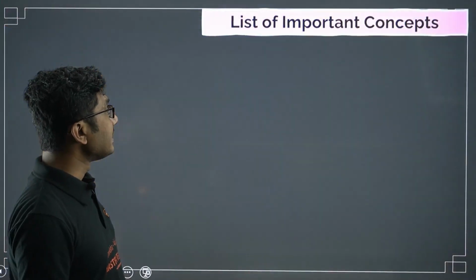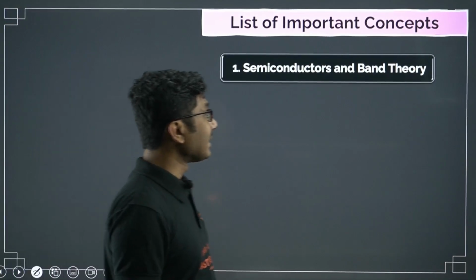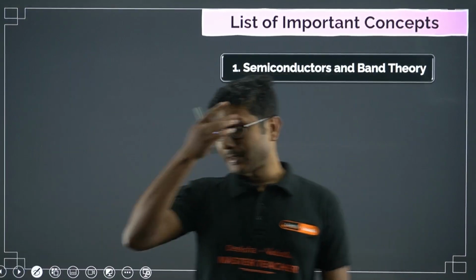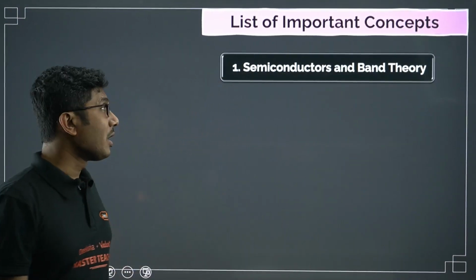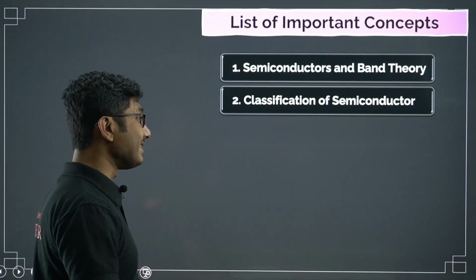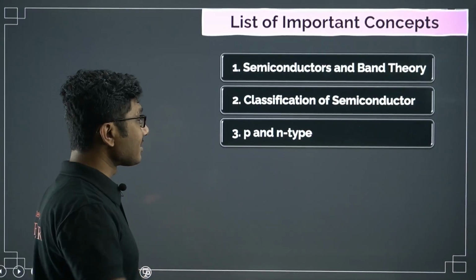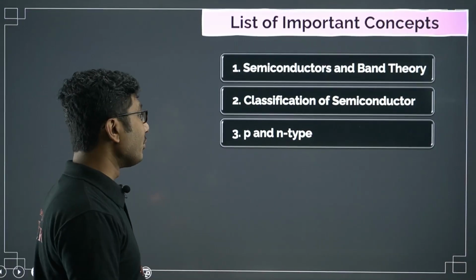So first we will see the list of important concepts as usual. First is semiconductors and band theory. We can expect at least one question coming from the band theory concept. Second will be classifications of semiconductor: intrinsic, extrinsic, p-type, n-type. P-type and n-type is part of this classification, but still it is important to know about it.